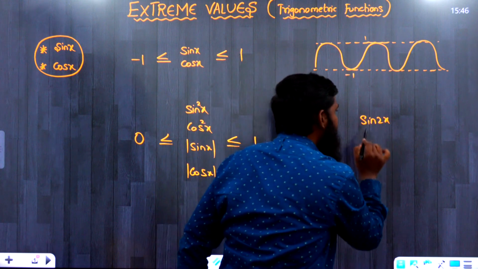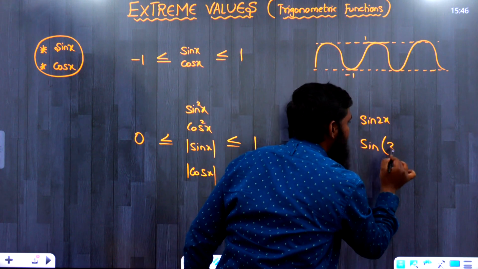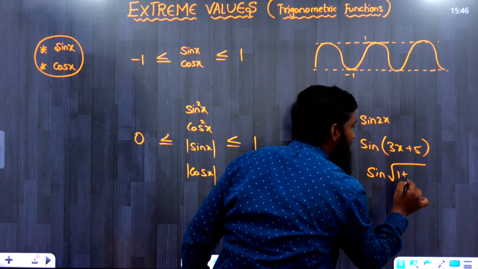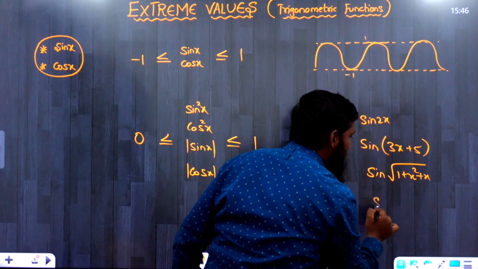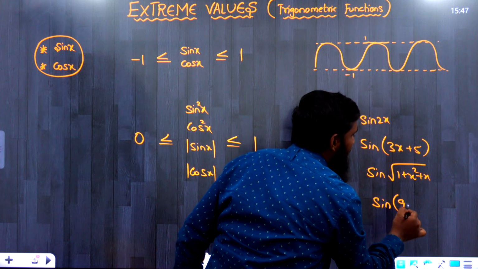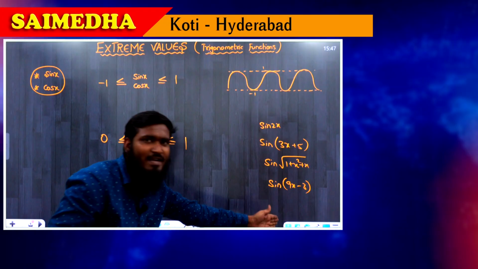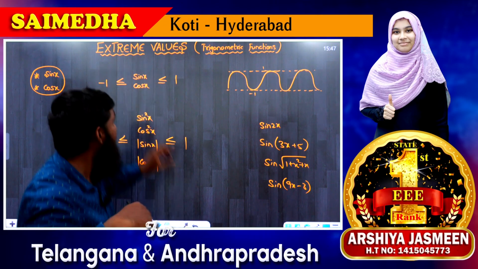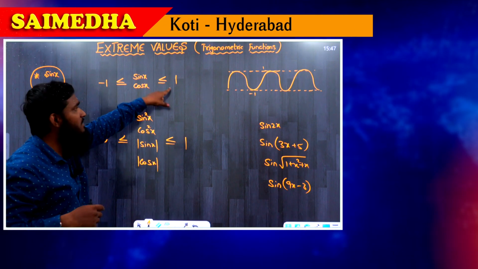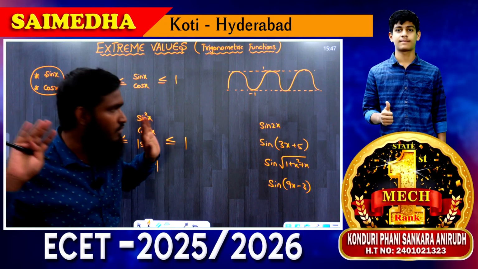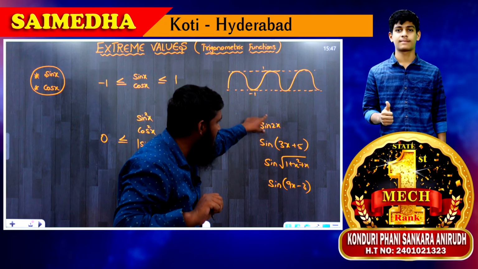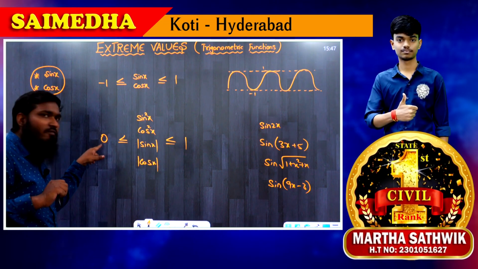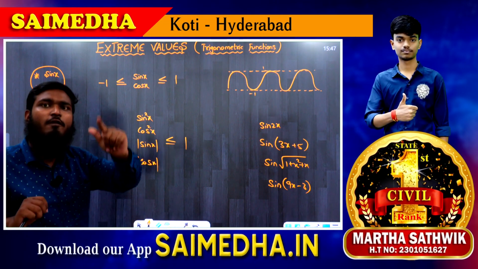Understood? Suppose it is sin 3x plus 5, or sin of the square root of 1 plus x square plus x, or sin of 9x minus 3, whatever it may be, the minimum value is -1 and the maximum value is +1. Understood? Suppose you have squares for this part. If you have a square, what is the minimum value? 0. Maximum value 1.